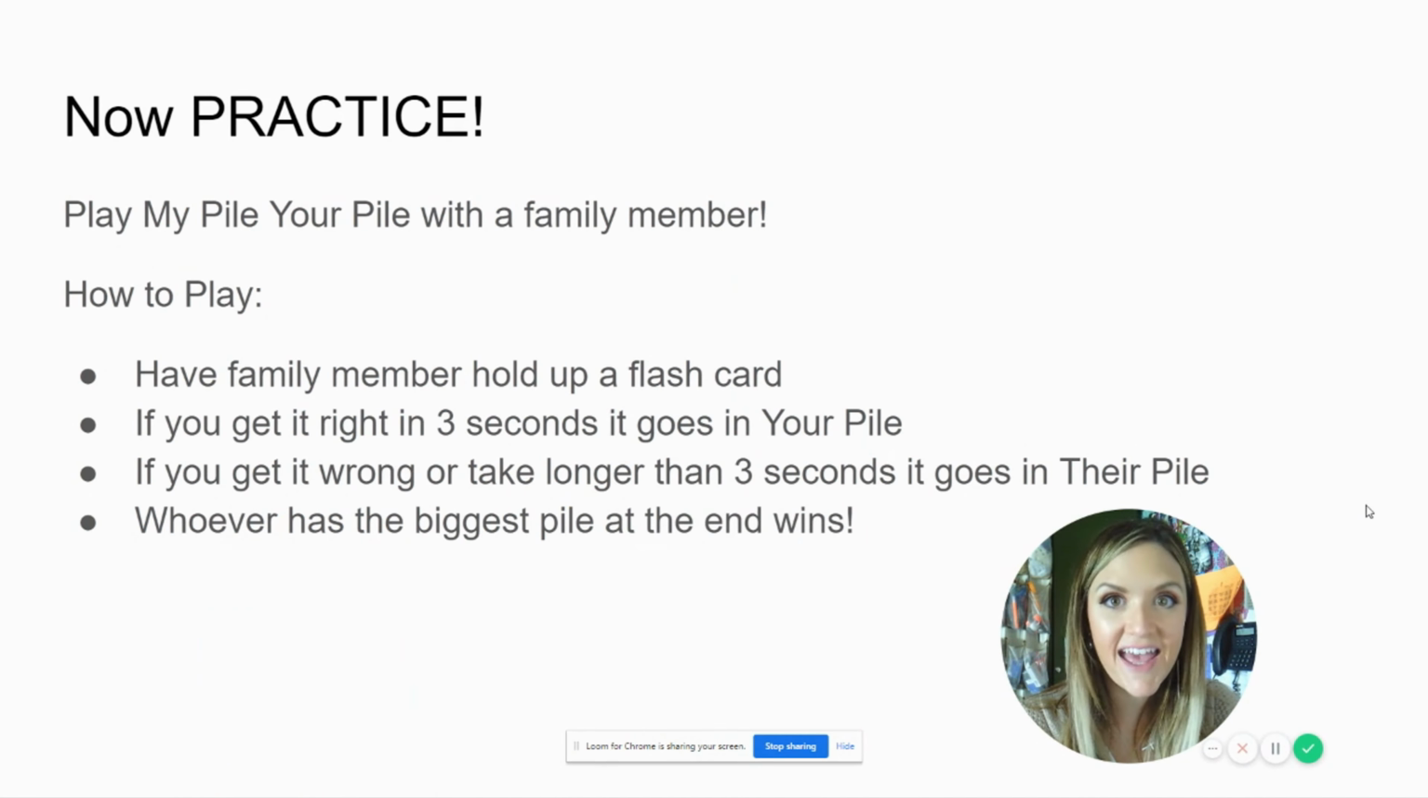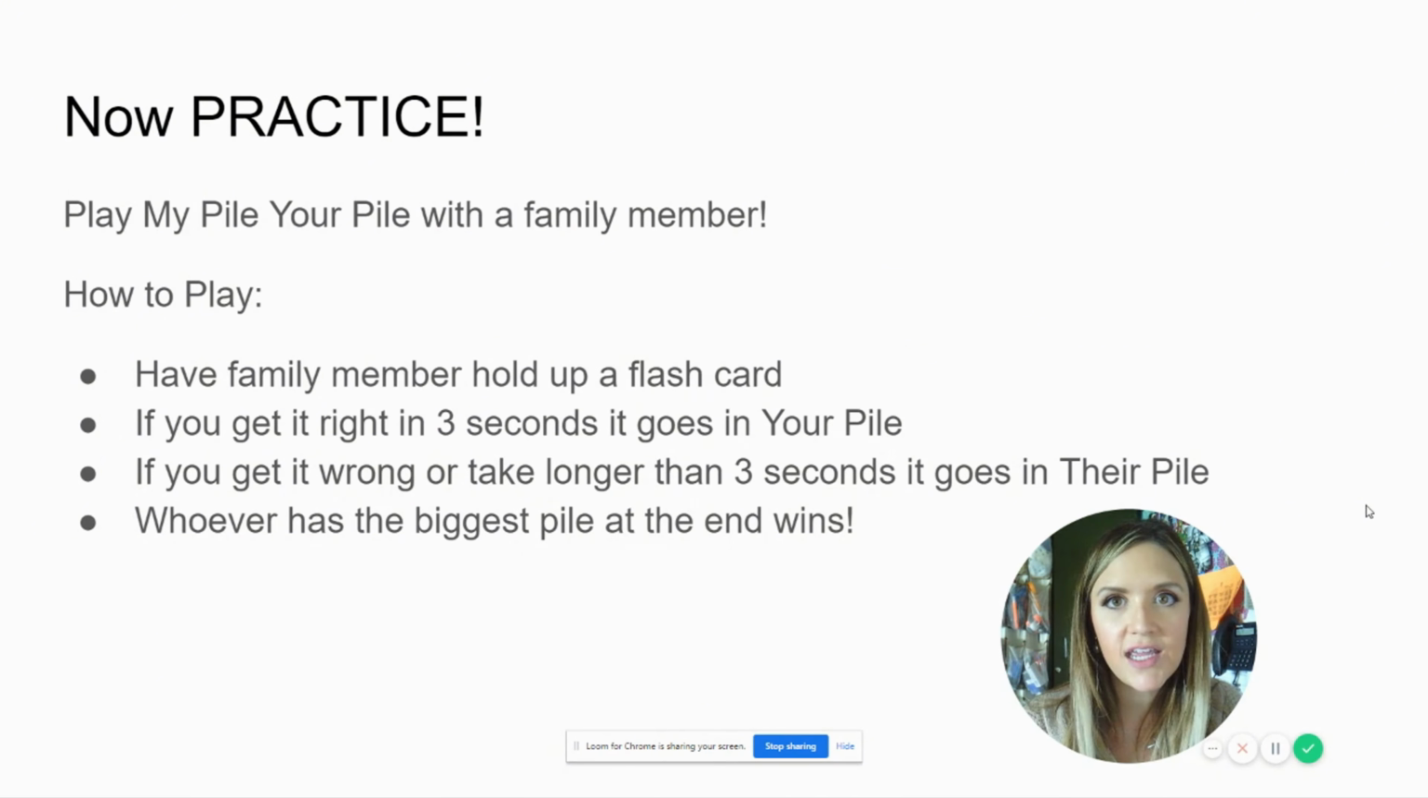Okay, now it's time to practice. So with a family member, you're going to play a game called My Pile, Your Pile. You're going to take your whole stack of flashcards, and there should be lots of flashcards in your stack. You're going to have the grown-up or maybe older sibling in your family hold up a flashcard. If you can do the correct answer in 3 seconds or less, you get that card to keep in your pile. But if you get the wrong answer, or it takes you longer than 3 seconds to answer, it's going to go in the grown-up's pile.